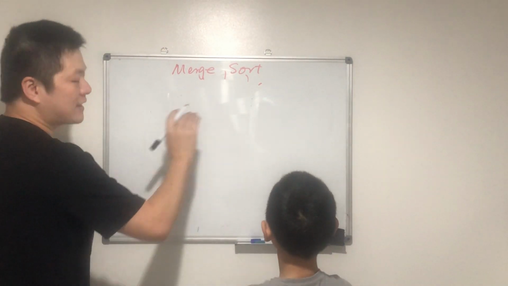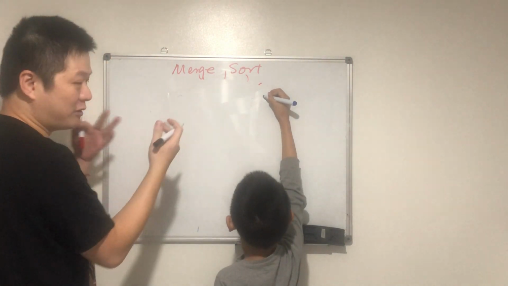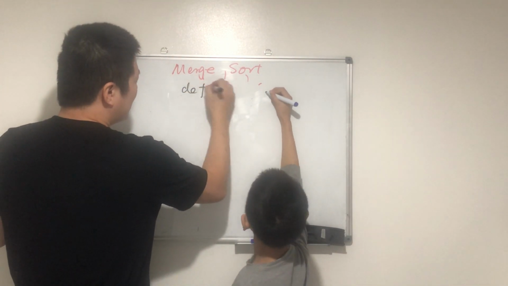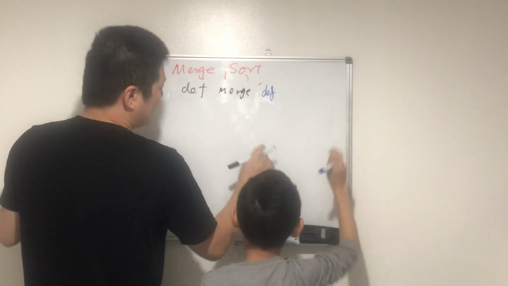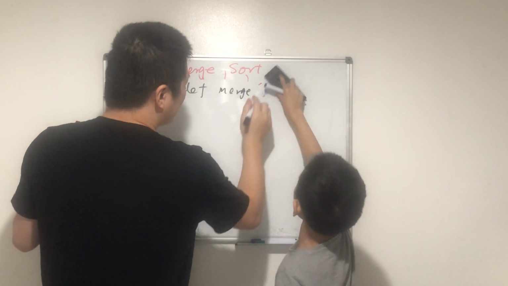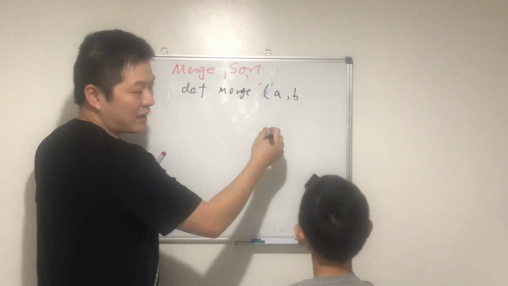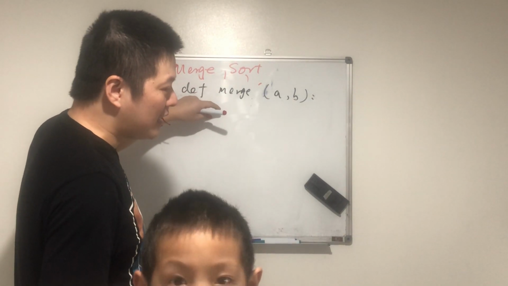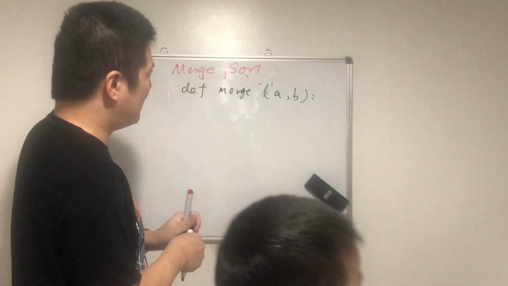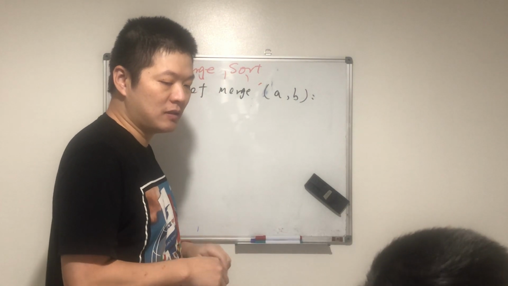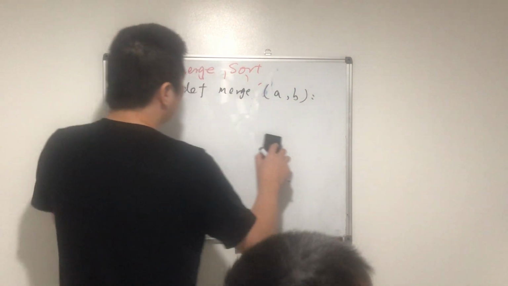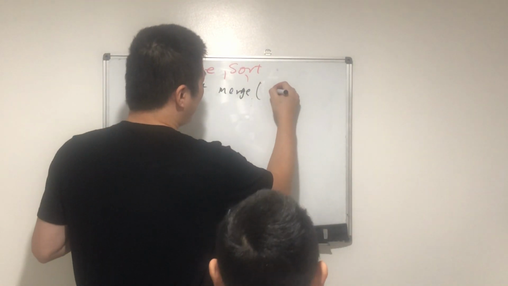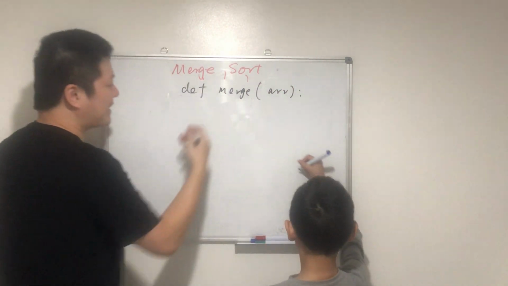First of all, let's skip the first part, which is the merge of two lists, okay? We can come back to it later. Define merge. If we want to merge two lists, A and B, what am I missing here? Colon. Okay, this merge merges two lists. So let us start with the merge sort part first.